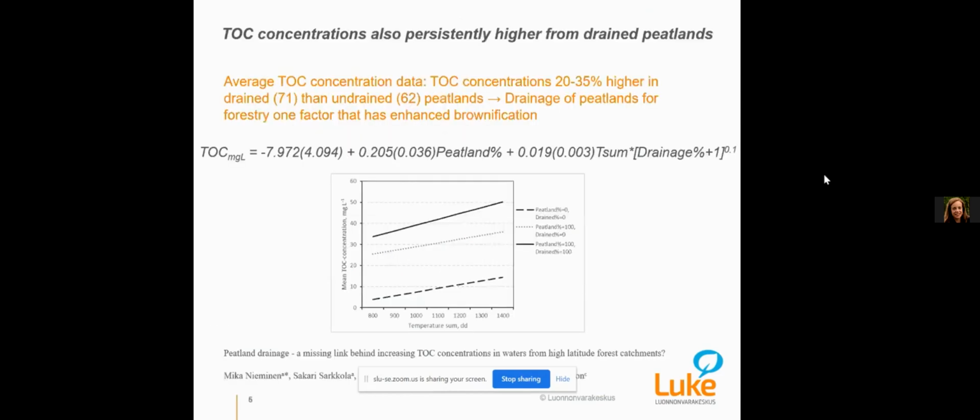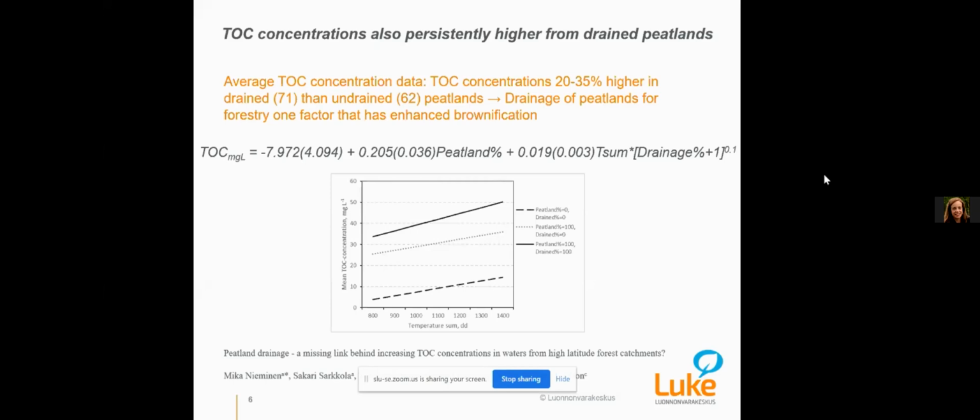Okay, then very recently we have also investigated TOC concentrations from drained peatlands. I just last week submitted this paper. We had very considerable data here, altogether 133 sites, and what we found out was that TOC concentrations were 20 to 35% higher from drained than from undrained peatlands, and the difference was higher in the south than in the north. So we concluded that drainage of peatland for forest is one factor that has influence on the brownification.